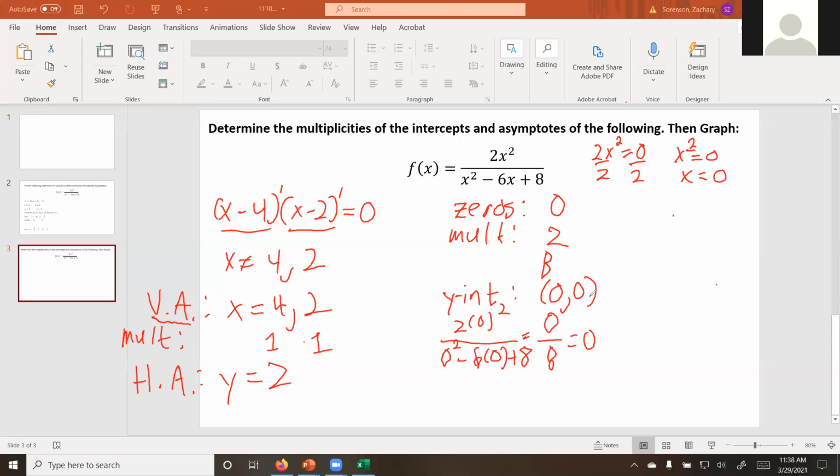Everyone good with the pieces? Maybe not the why do we need all of this and how are we going to put it all together, but at least how we got those things. Cool. So let's give myself some space to draw.